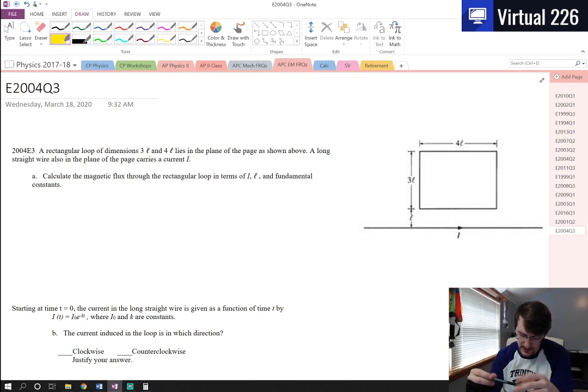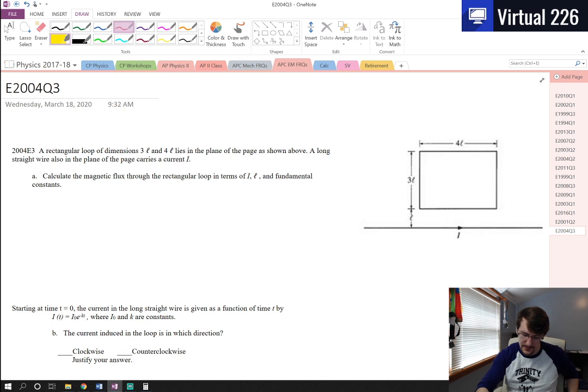We are looking at the AP Physics C 2004 E&M free response questions, specifically number 3. This is an induction question, and you will see an induction question every single year you ever take this AP Physics C E&M exam. It will pop up. Normally it's the third question, which is what we're seeing here.